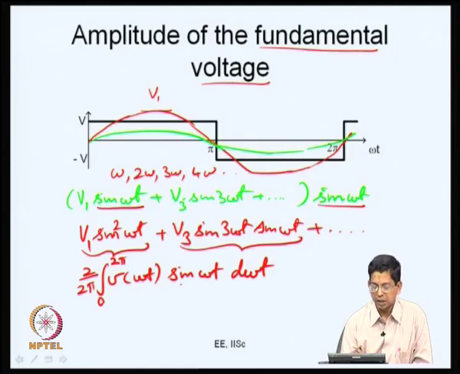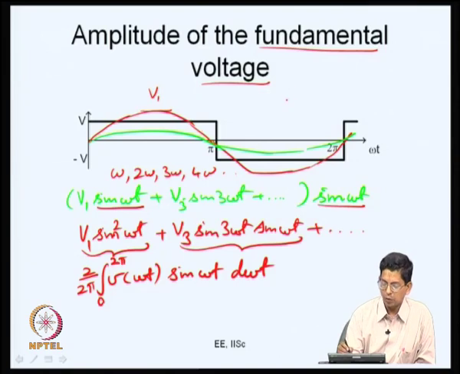We are multiplying it by sin omega t, and one way to put this is that this is an example of what is called an odd function.